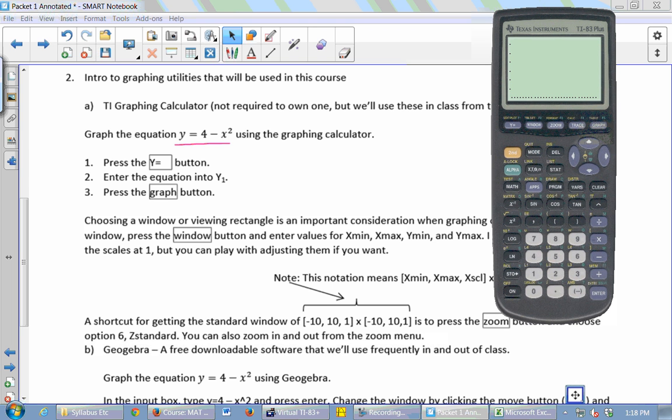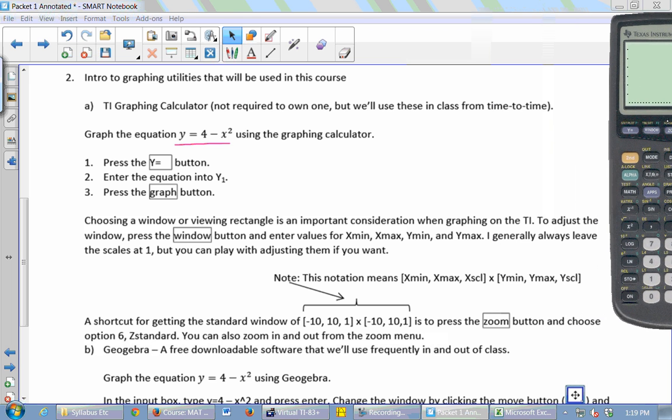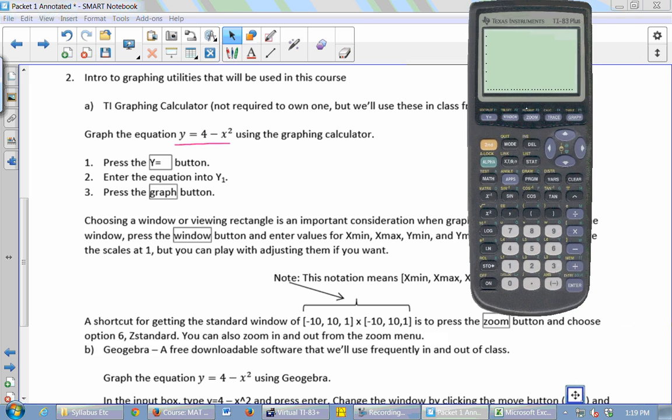Why don't I see anything? It's the window. It's not zoomed onto the right part of the coordinate plane, right? The x-axis and y-axis are infinitely long, so we have an infinite plane, and I have to tell the calculator what part I'm interested in looking at. So we have to choose a window or a viewing rectangle. It's an important consideration. To adjust the window, you press the window button. It's right next to y equals.